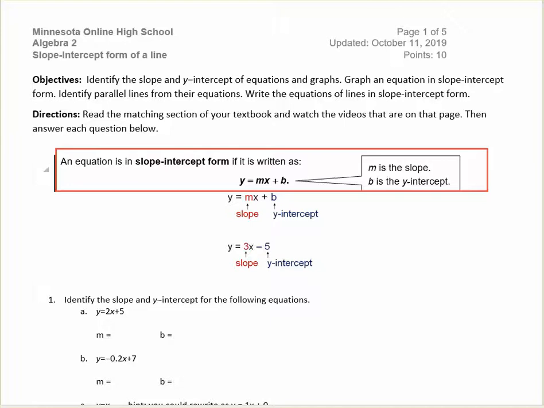This is Ms. DB. In this video, we are going to go over slope-intercept form of a line. This should be a review from Algebra 1 for you, but we'll review and make sure you remember it all.